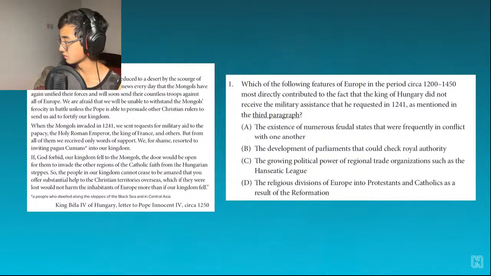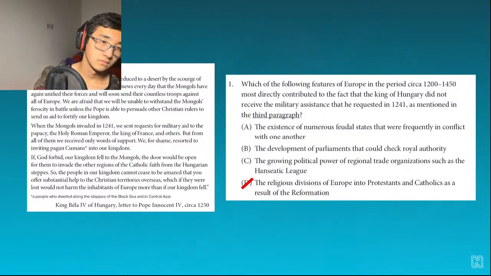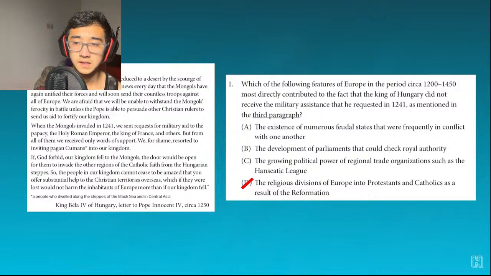Okay, so the first thing I want to do is eliminate the obviously wrong answers, and there are going to be two of them. The first obviously wrong answer is D. The Protestant Reformation didn't even occur for another 300 years after this, so that obviously cannot be right. The other obviously wrong answer is C. I mean, it's true that the Hanseatic League had a navy, but that was mostly employed to protect trade routes.